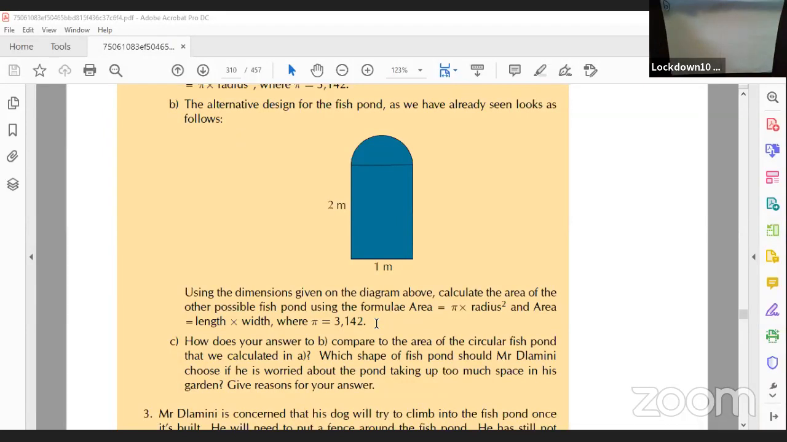Any ideas? Okay, let me show you how to do this one. As you can see, there are two shapes here. We have this rectangle, and we have this semicircle, almost like a circle, but it is a half circle. I'm going to calculate the easiest one first, which is the rectangle. The area of a rectangle is equal to length times width, right? My length there is going to be 2 meters.